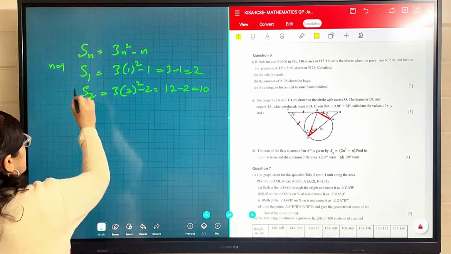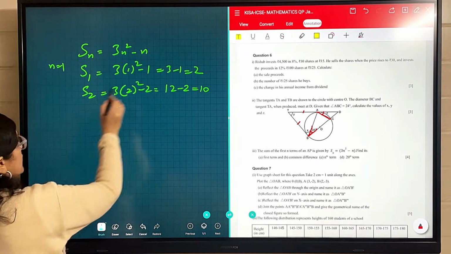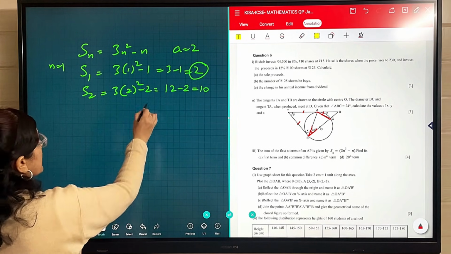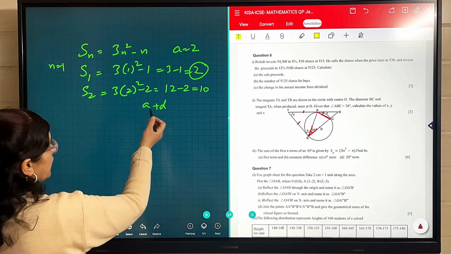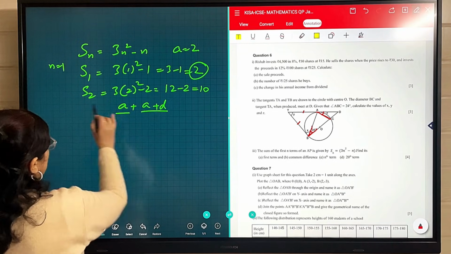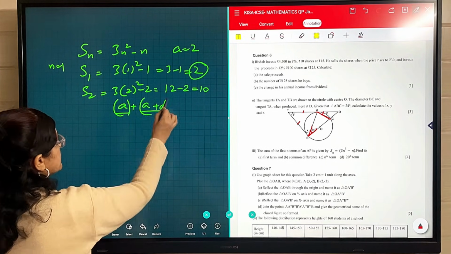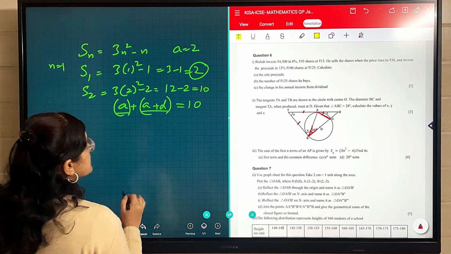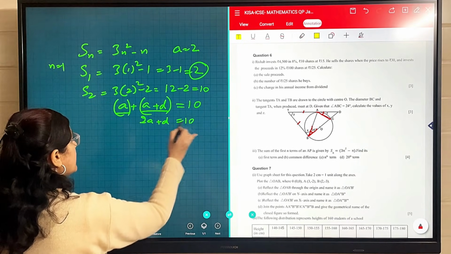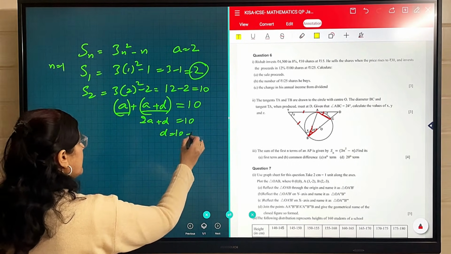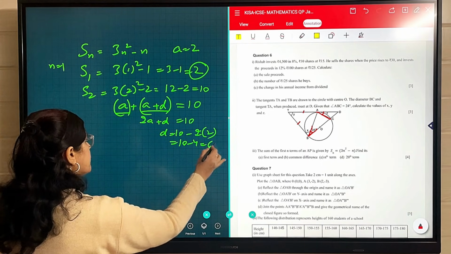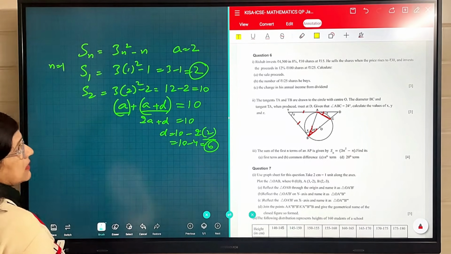So the sum of one term means A. The first term is A. So it means A is directly equal to 2. And the second term is A plus D. And the sum of two terms means the first term and the second term. The collective answer is 10. Out of these, A we know. So this is 2A plus D is equal to 10. So D is equal to 10 minus 2A. So A's value is also 2. So 10 minus 4, it means the common difference is 6 in this case.